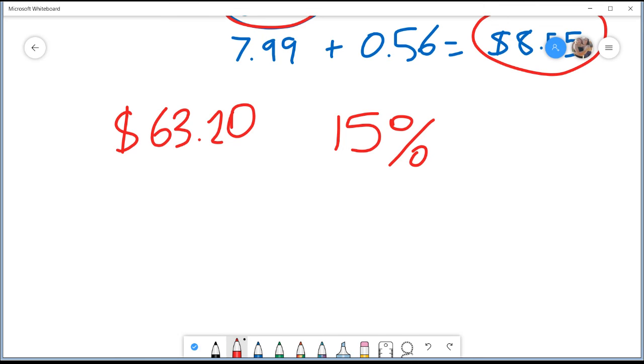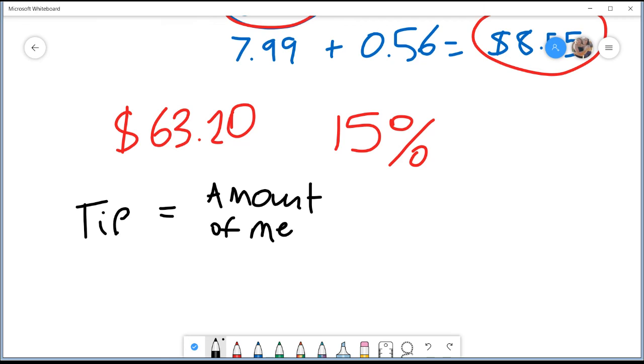If you were asked to find the amount of the tip and the total you're going to pay, you're going to use the same formula. Your tip equals amount of meal times tip percent as decimal.